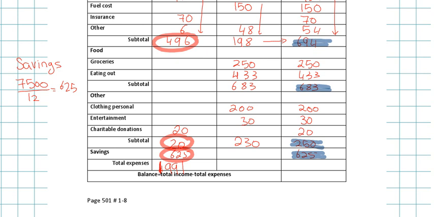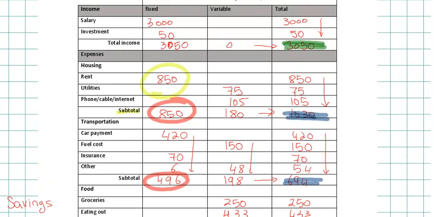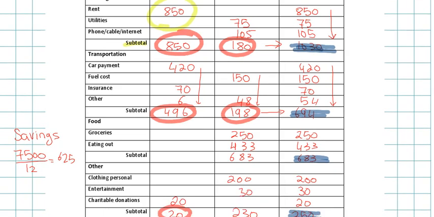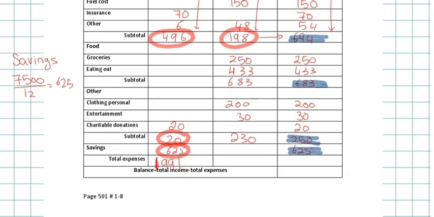So you guys got it? Okay. We're also gonna add the total expenses for the variable. So we're gonna add 180, and then 198, and 230. Did I miss any? So we have to add all of this, and they should add up to 1,291.